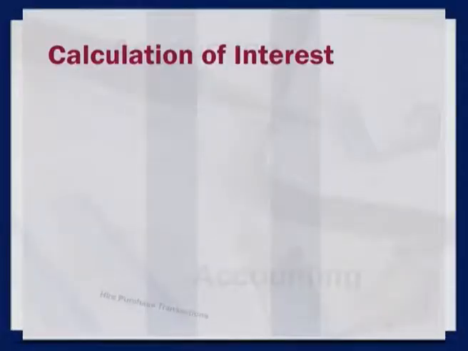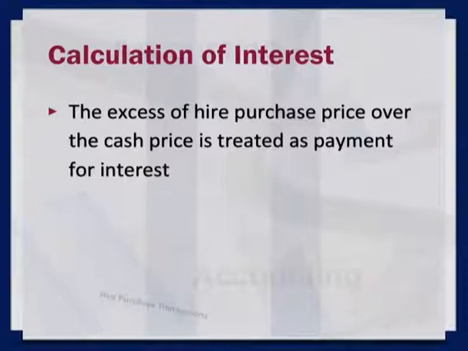After knowing the accounting treatment or general entries of the hire purchase system, let us talk about calculation of interest. In fact, interest is one of the inevitable parts of the hire purchase system. Well, the price quoted by the seller in the hire purchase system or installment system is higher than the price which he would have quoted for the sale on a cash basis. The excess of hire purchase price over the cash price is treated as payment for interest. Calculation of interest depends upon the specific information given in the problem.